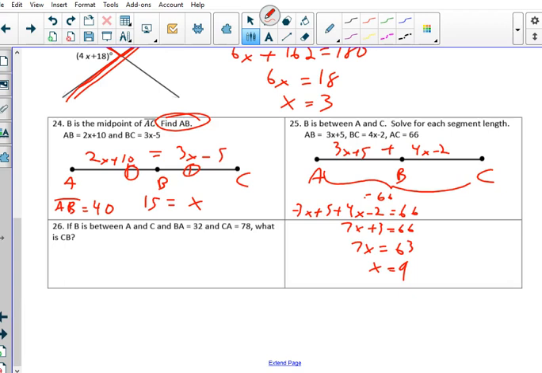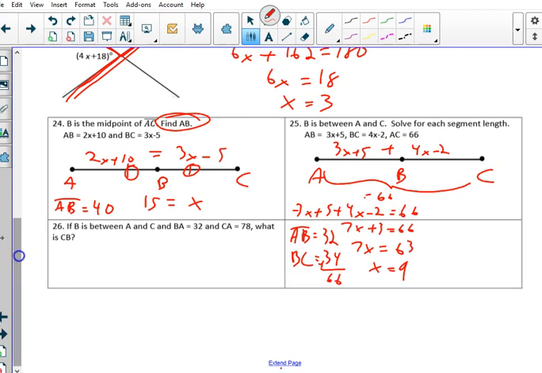And then it says, solve for each segment length. So AB, 9 times 3 is 27, plus 5, 32. BC, I could just do 66 minus 32, or 9 times 4 is 36, minus 2 is 34. And if you add those together, you get 66, so it works out.